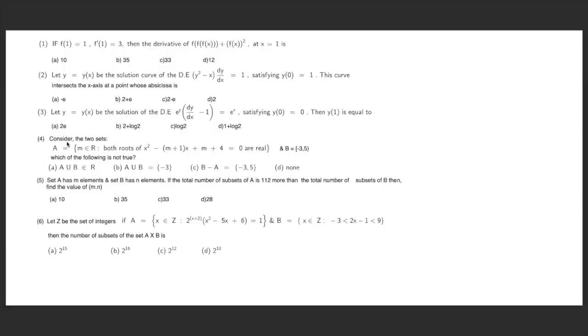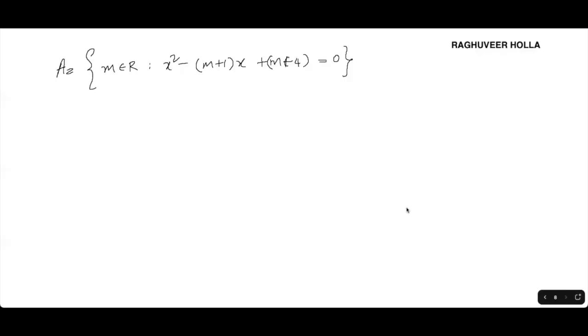Now let us look at another problem. Considering two sets, you have A and B. Which of the following is not true? Let us see this. So I've been given this set which is A, right? Now this set A is given with m belonging to R, which is real numbers, and you have this quadratic equation, so these roots are also real.